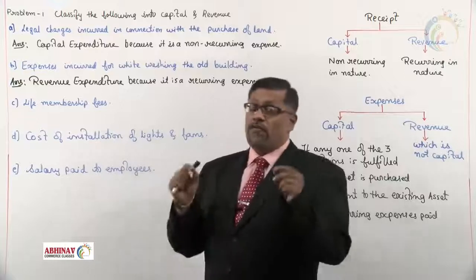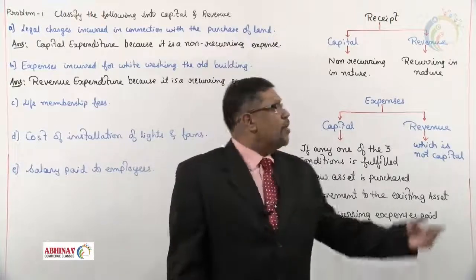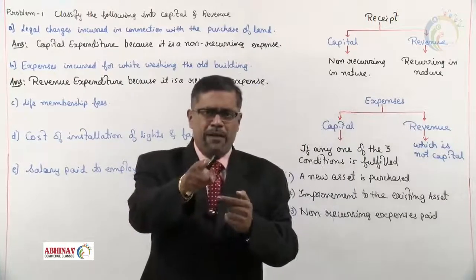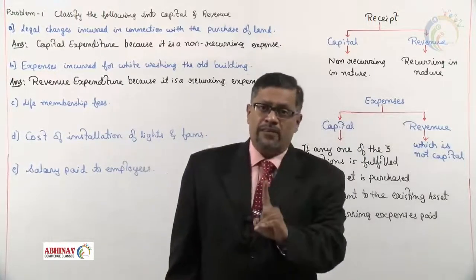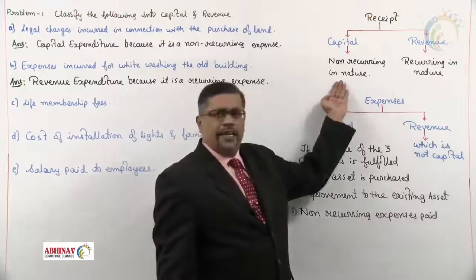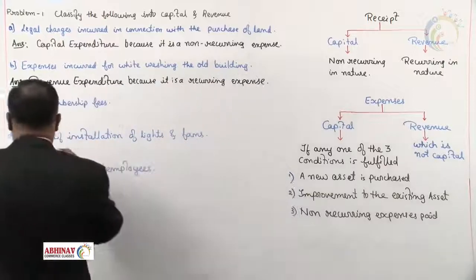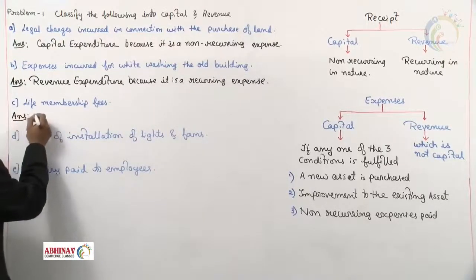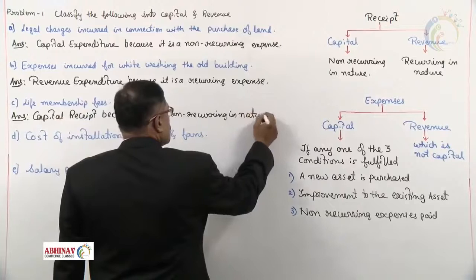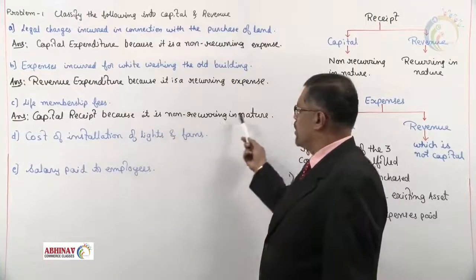Life membership fees for a non-trading concern. First, it is not an expenditure, it is a receipt. Now the question is what receipt, capital or revenue? Do we receive the life membership fees again and again from that member? No. From one member, we receive the life membership fees only once. What we receive only once is non-recurring in nature. That is what we call a capital receipt. Let us write down the answer. Capital receipt, because it is non-recurring in nature.